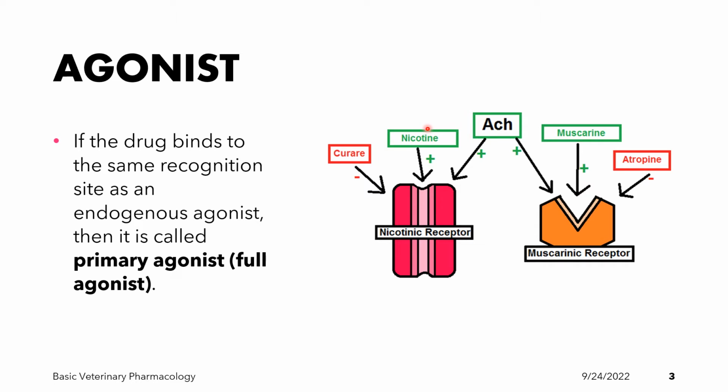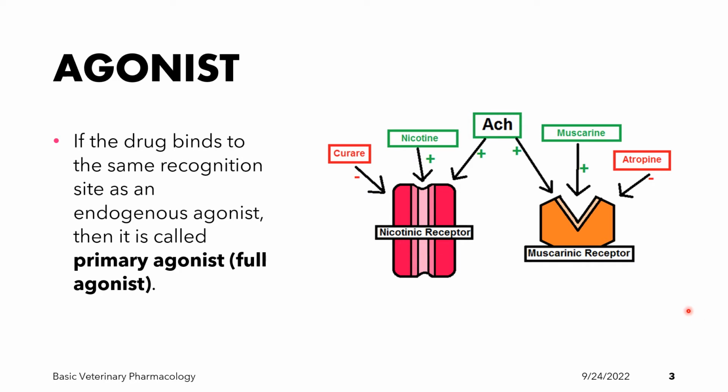In this diagram, you can see that nicotine has a positive effect on the nicotinic receptor, meaning that it will activate the receptor, and the value of its efficacy is positive, meaning that it will enhance the biological response of this receptor. The same is true for acetylcholine. So you have here a positive sign for the muscarinic receptor, and muscarine also has a positive effect on the muscarinic receptor.